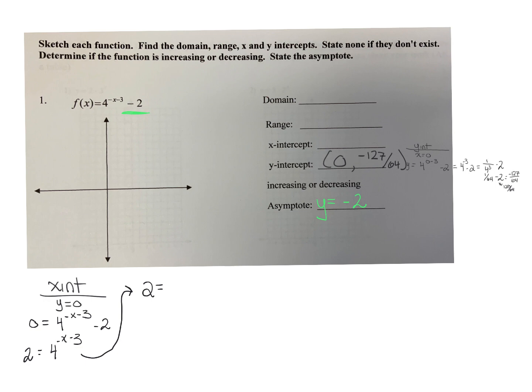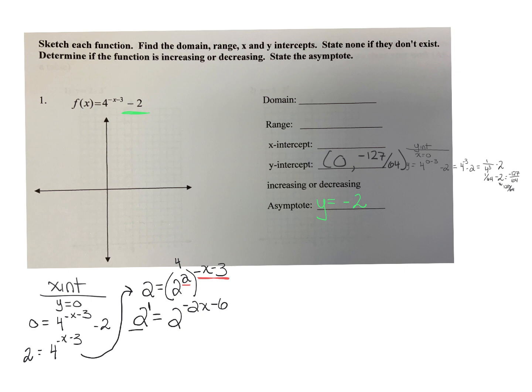So 2 equals, I'm not changing anything. I can rewrite 4 as 2 squared. That's still that 4 that I had before. Negative x minus 3 is the power. Now, at the beginning of this video, we reviewed exponent rules because I can multiply these exponents together. So I get 2 equals 2 to the negative 2x minus 6. Remember, we could distribute that 2 to everything. This 2 right here is like a 2 to the first.